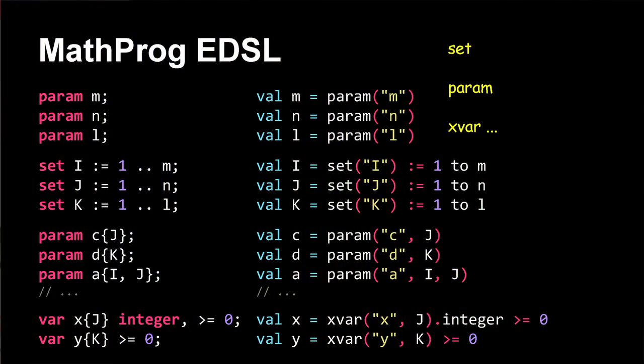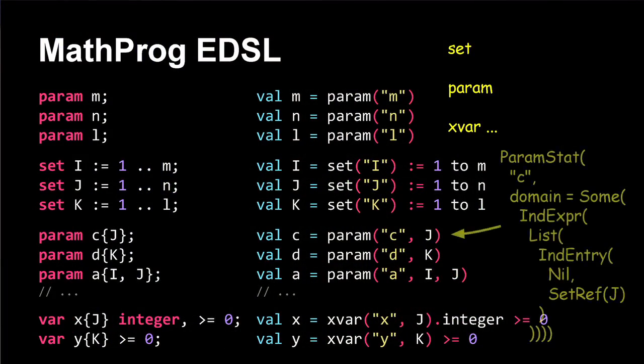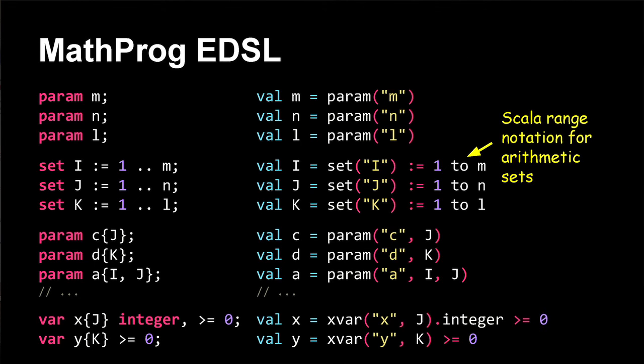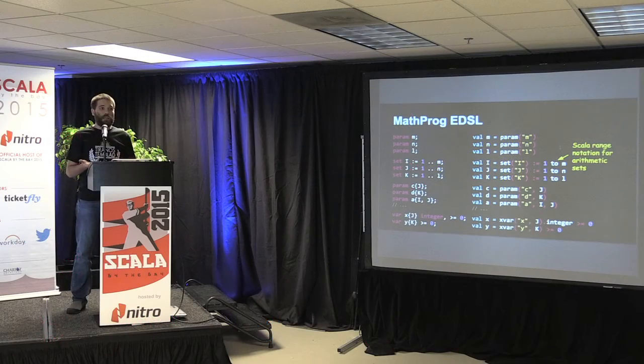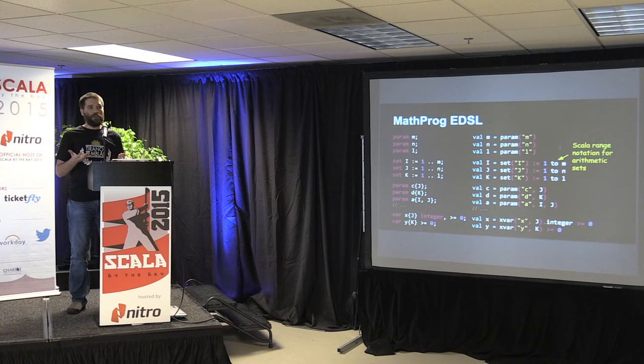And these smart constructors return the abstract syntax tree that represents these parameters, for example, of these declarations. This is the AST of the C parameter here. We can see that it can get pretty big even for simple terms. One thing that we can see here is how we define the arithmetic sets. We can use the same notation as Scala ranges. In this case, we are not creating a range because M, N, and L are not numbers, they are parameters. So this is creating an abstract syntax tree that represents this arithmetic set.